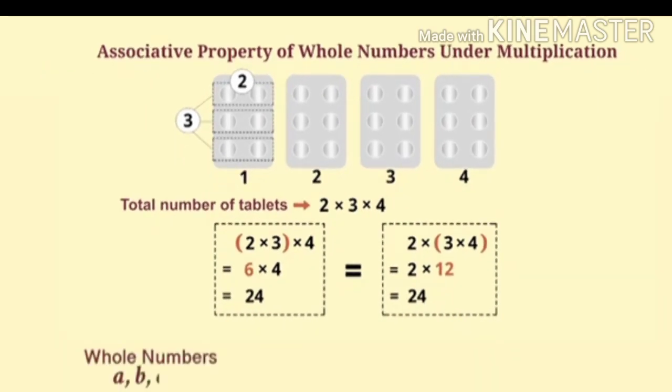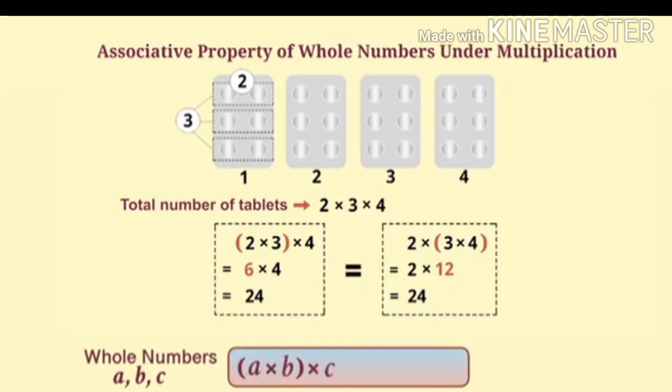In this way, any 3 whole numbers a, b and c can be multiplied by grouping in any order. The result of (a into b) into c is equal to a into (b into c) and will be the same. Therefore, whole numbers are associative under multiplication.